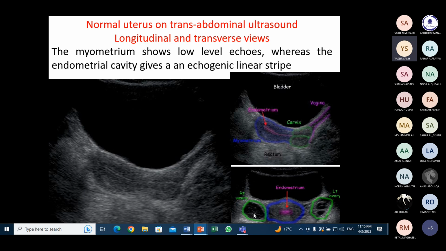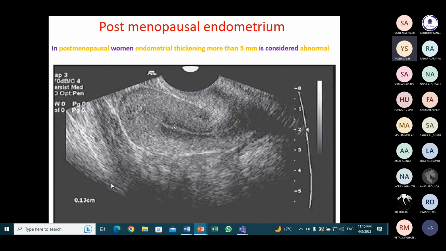And in between the myometrium in the center, there is a hyperechoic line, which is the endometrium. So the endometrium appears as an echogenic linear stripe, or hyperechoic linear stripe. But the myometrium is of low level of echoes, I mean less hypoechoic. This is a myometrium, and this is a myometrium.